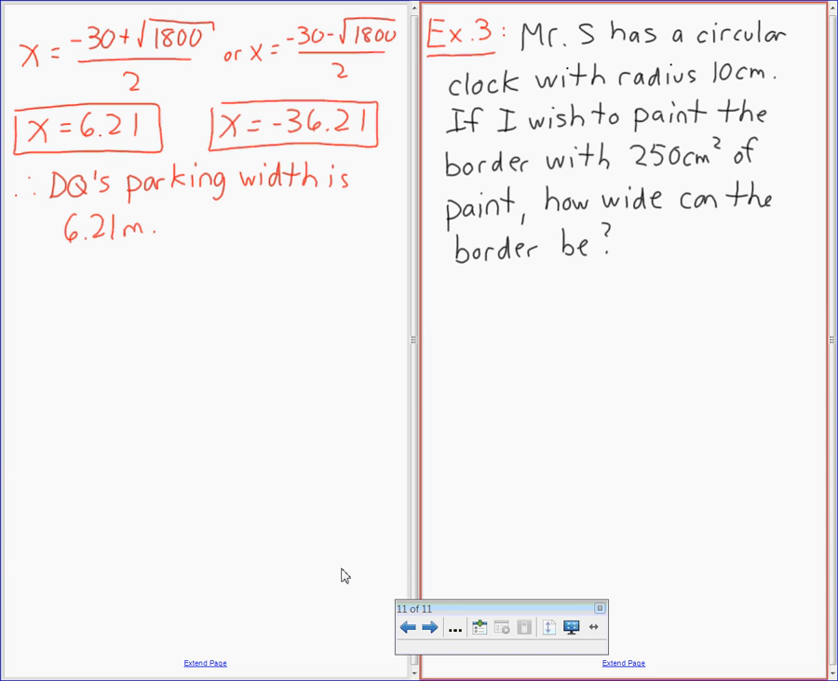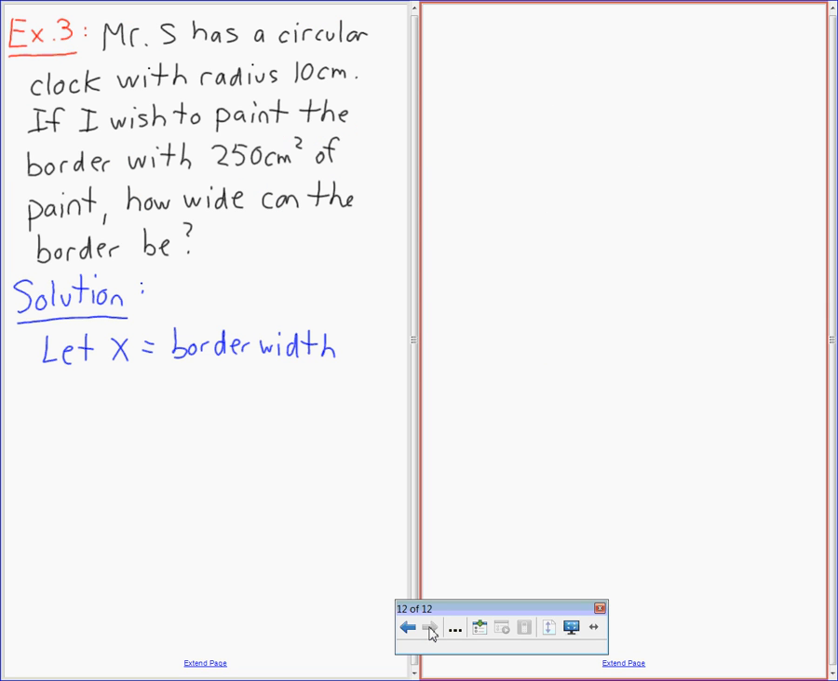All right, here we go. Derek, can you tell me please what x will be in this case? Good. So let x equal the border width. Let's get a diagram drawn out. So here's a beautiful clock of Mr. Sadler's. There's 12, there's 3, there's 6, there's 9. What we know is that the radius is going to be 10 centimeters. What we also know is that I'm going to put a nice border around my clock, sort of like this. The distance all the way around is going to be x.